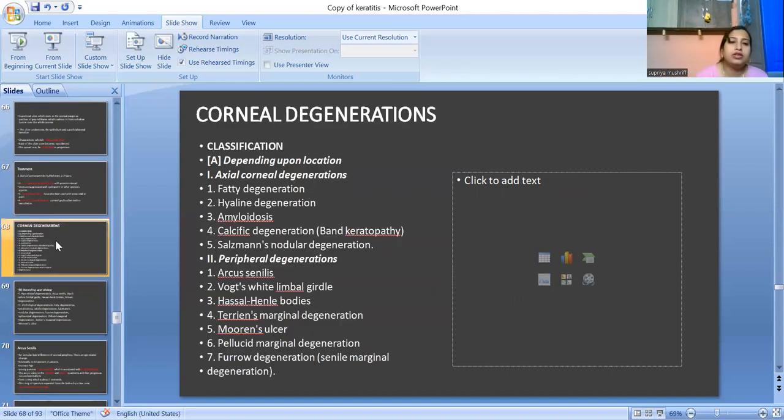Now comes corneal degeneration. Depending on the location, these are axial corneal degenerations, which include fatty degeneration, hyaline degeneration, amyloidosis, calcific degeneration, which is also known as band-shaped keratopathy, and Salzmann corneal degeneration. Then comes peripheral degeneration, which includes arcus senilis, Vogt's white limbal girdle, Hudson-Stähli lines, Terrien's marginal degeneration, Mooren's ulcer, pellucid marginal degeneration, and furrow degeneration or senile marginal degeneration.